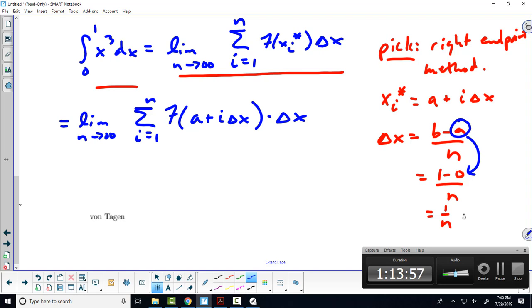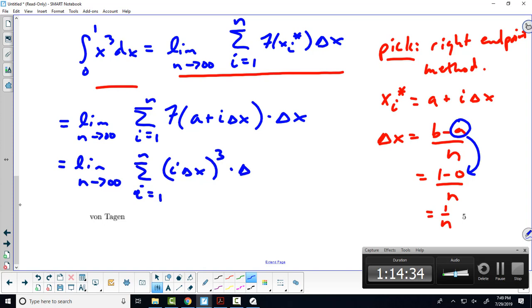There are only a few of these that I would really ever ask, and I don't ask you to do this on a test, but there's only a few of these that you really ever want to do by hand. It is a real pain when this a is something other than 0, because now you'd have to cube that binomial, which makes a huge mess, which is sort of what happens in that one that I've asked you to copy over. But anyway, because a is 0, then we get the sum from i equals 1 to n of just i delta x cubed, because f is the x cubed function, times delta x.